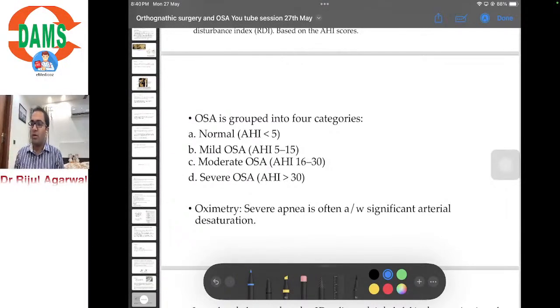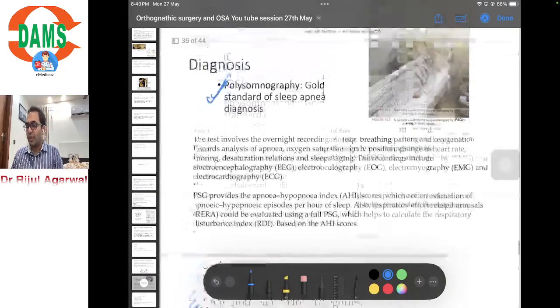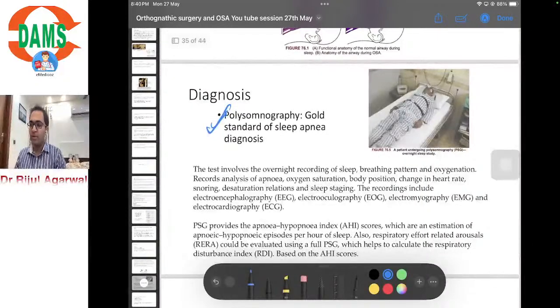In a normal patient, the AHI score should be less than 5. Mild OSA has an AHI score between 5 and 15. Moderate is between 16 and 30. And severe is greater than 30. Just remember these scores for your exam. So the first method of diagnosing obstructive sleep apnea, the gold standard, is polysomnography.